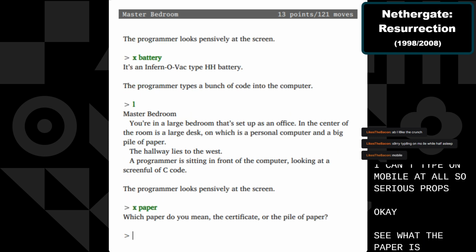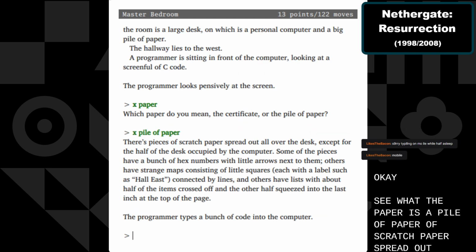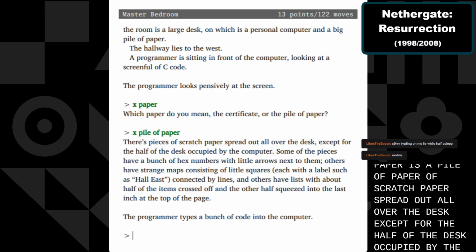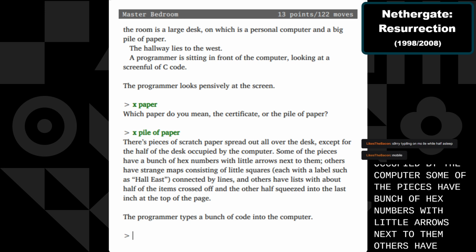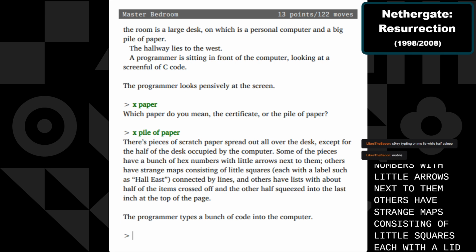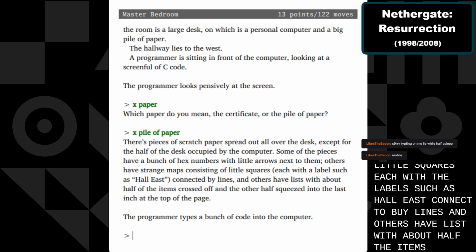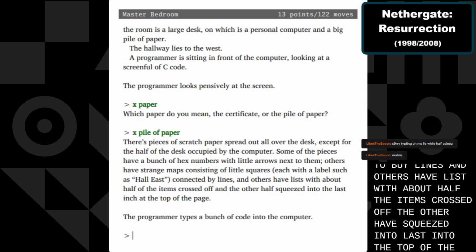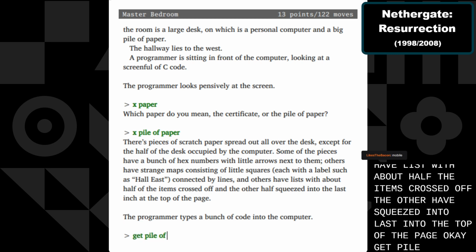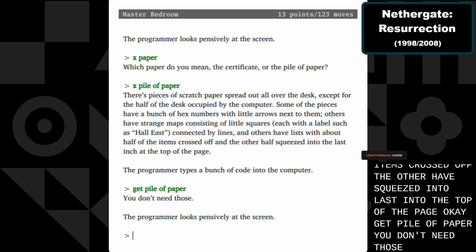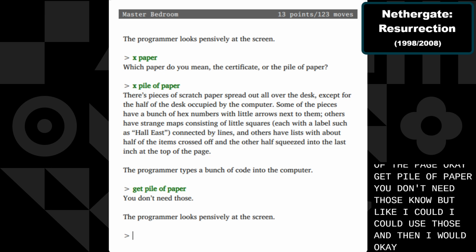Let's see what the paper is. X pile of paper. There's pieces of scratch paper spread out all over the desk, except for the half of the desk occupied by the computer. Some of the pieces have a bunch of hex numbers with little arrows next to them. Others have strange maps consisting of little squares, each with a label, such as Hall East, connected by lines. And others have lists with about half the items crossed off and the other half squeezed into the last inch at the top of the page. Okay, get pile of paper. You don't need those. No, but like I could use those, and then I wouldn't. Okay.